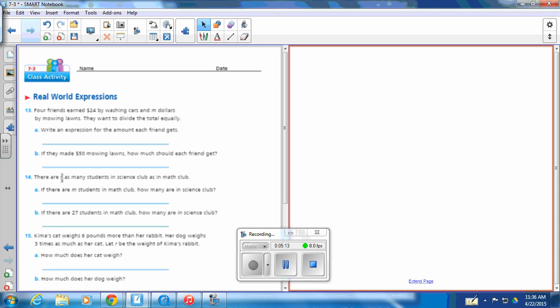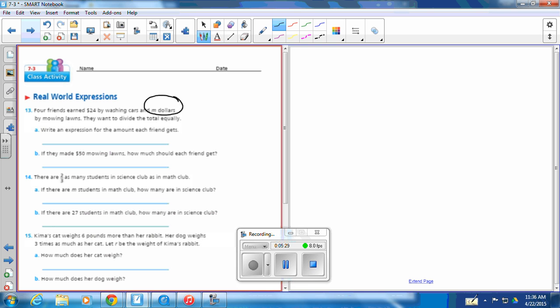Okay, let's look at some real world expressions and see if we can write an expression. Let's look at number 13. It says 4 friends earned $24 by washing cars and M dollars by mowing lawns. So M is our variable. That's our unknown. We don't know how many dollars they earned by mowing lawns. They want to divide the total equally. Write an expression for the amount each friend gets.